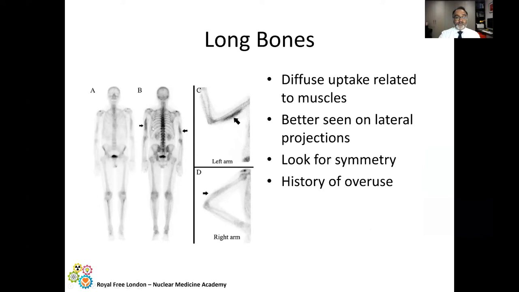Here we've got diffuse increased uptake in the soft tissues around the upper arms. You can see this more clearly on the lateral view. So the technologist has taken some nice lateral projections to show that these are not actually in the bones, but in the soft tissues. And in this case, this is due to the patient going to the gym a bit too frequently prior to their bone scan. This is due to overuse of the triceps muscles and has caused this increased activity within the muscles.